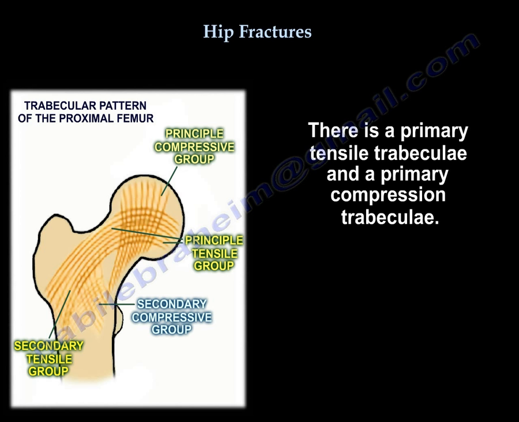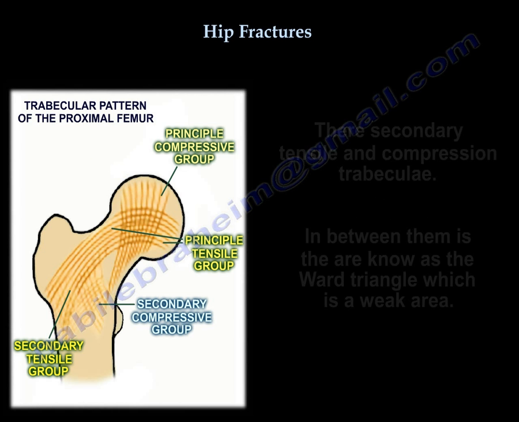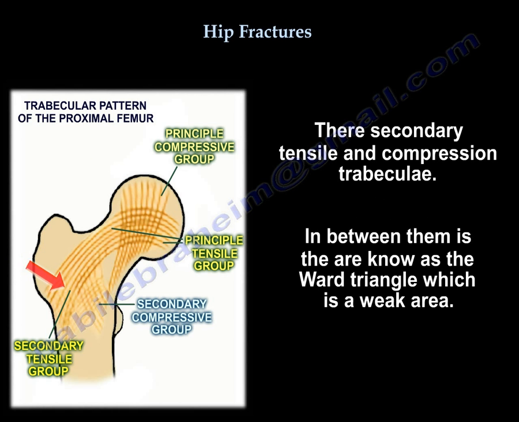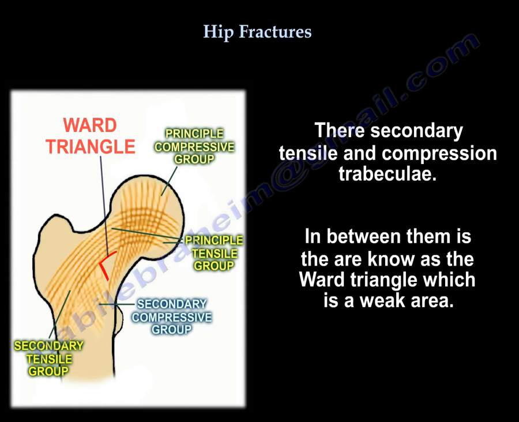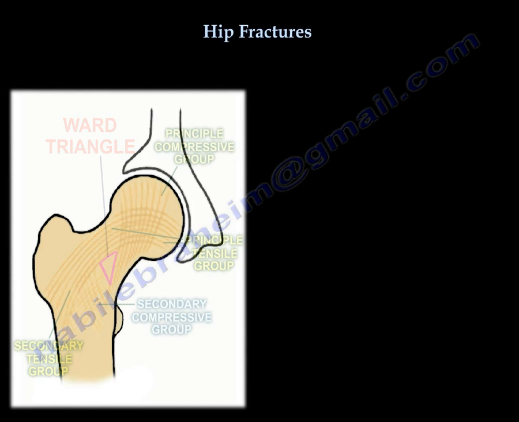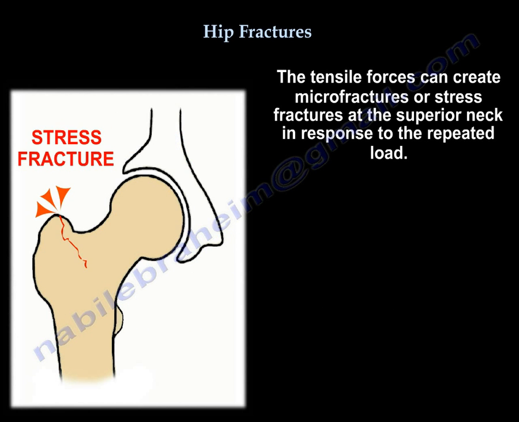There is a primary tensile trabecular system, and there is a primary compression trabecular system. Also, there are secondary tensile and compression trabecular systems. In between them, there is the Ward triangle, which is a weak area. The tensile forces can create microfractures or stress fractures at the superior neck in response to repeated load.